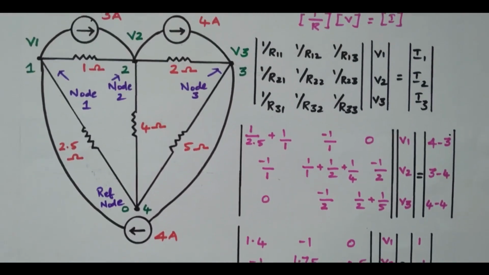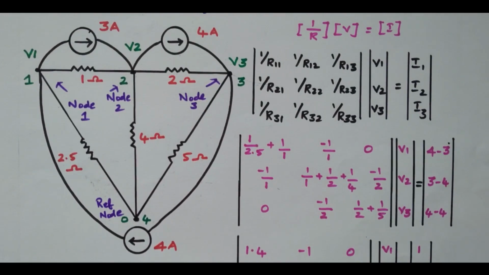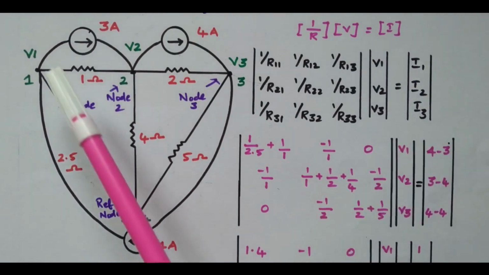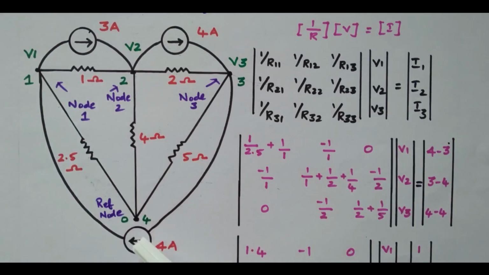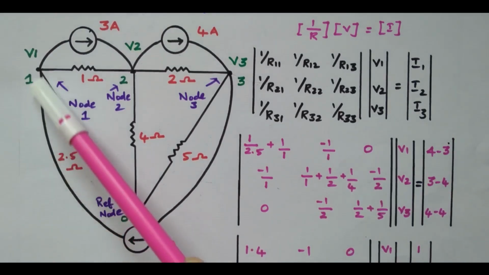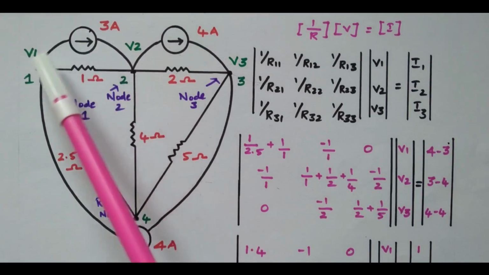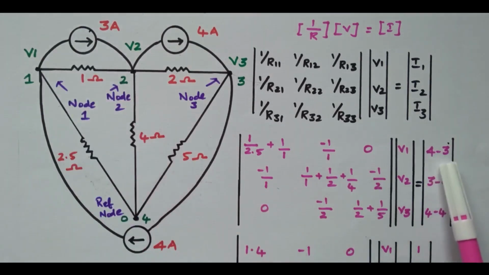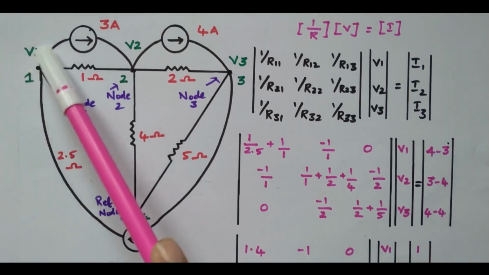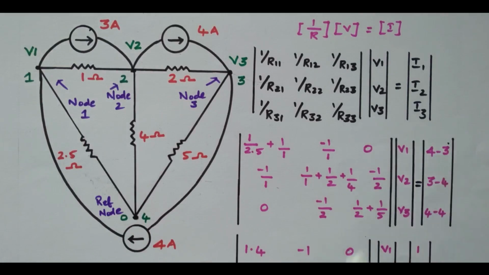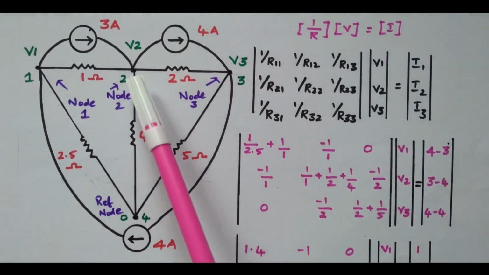Now we need to identify the currents. What is the current I1, I2, I3? What is I1? The current at node 1. So this 4 ampere is coming towards node 1, so it is plus 4. But 3 ampere is going away from the node, so minus 3. So 4 minus 3. 4 is coming towards node 1, but 3 ampere is going away from the node.